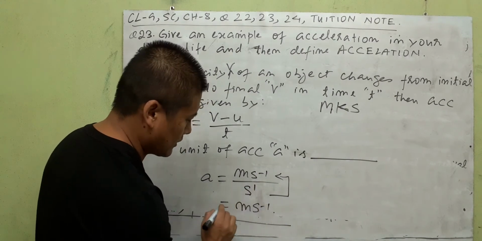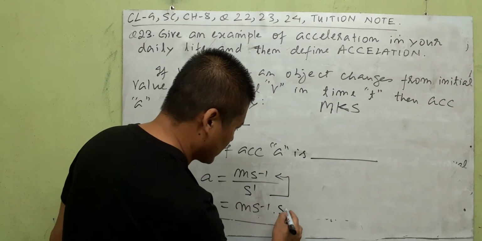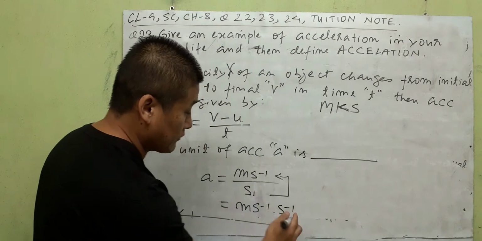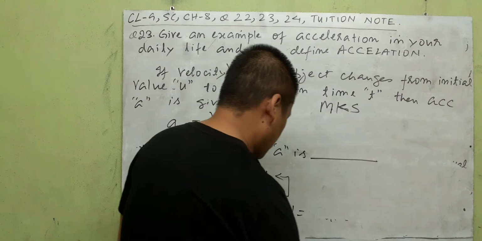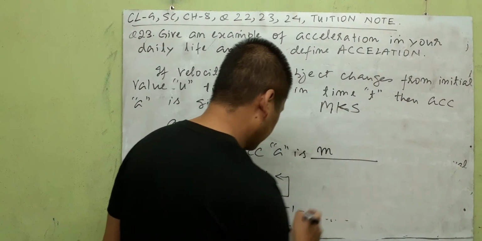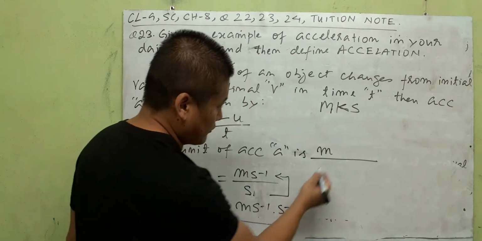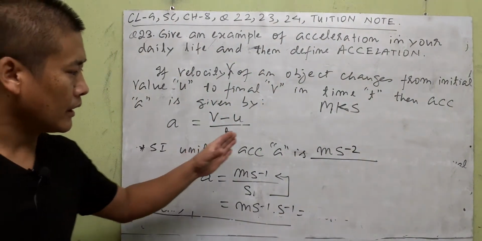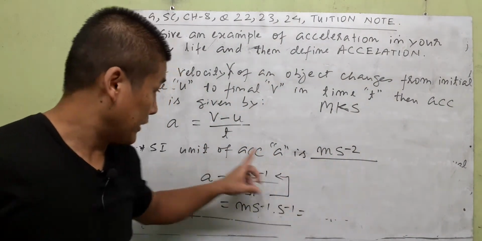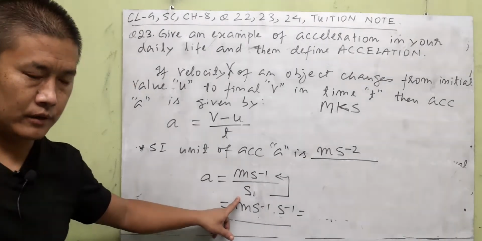No sign means plus, so no number means plus. It will go up as s to the power minus 1. So we need not write this. So this will be here meter per second square. The SI unit of acceleration is meter per second square. We have understood this by applying the formula, right?